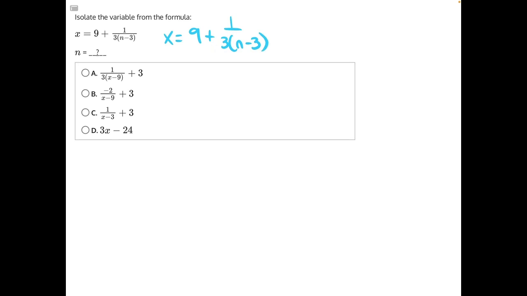Let's start with this 9. This 9 is a positive, so we need to do the opposite, which is subtracting it from both sides. These will cancel, leaving us with x minus 9 is equal to 1 over 3 times n minus 3.